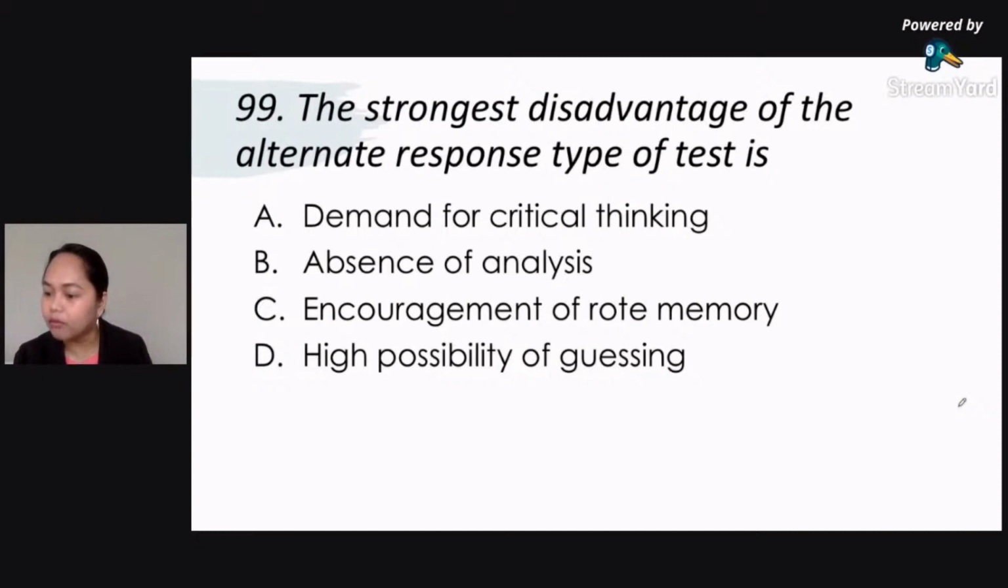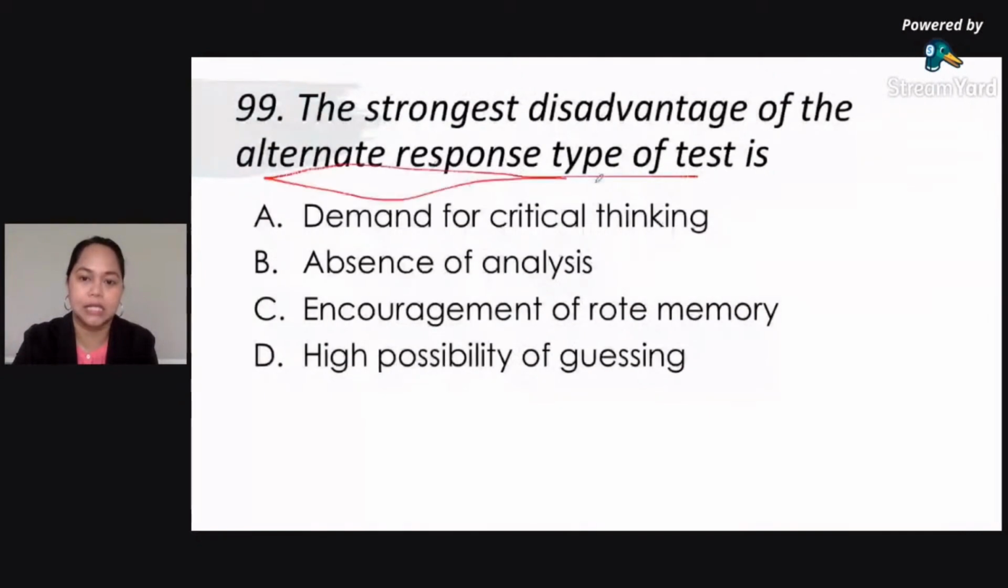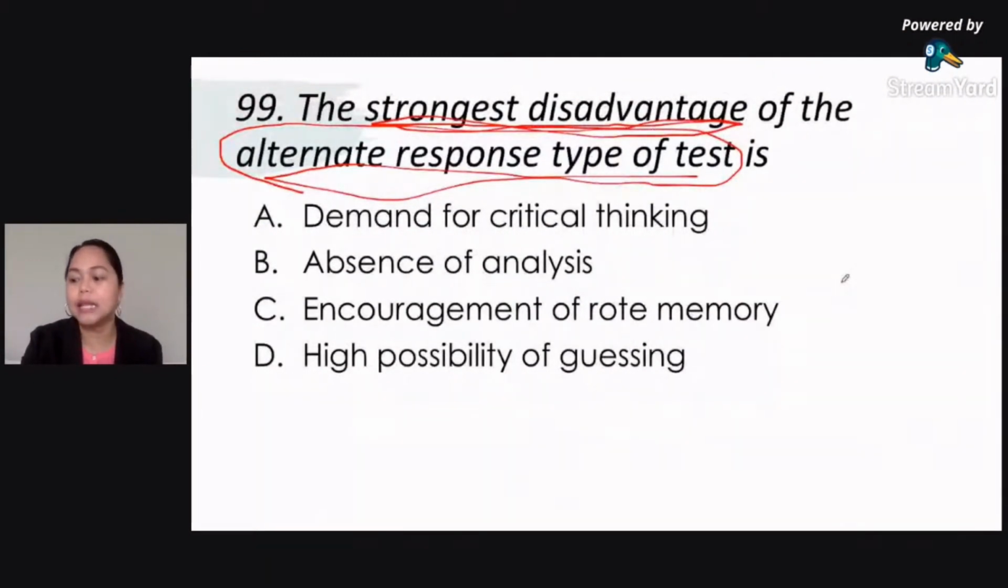Wala po tayong F. Okay, Sir Nestor, letter D is the answer. High possibility of guessing. Now, isang halimbawa po ng alternate response type of test natin is the true or false type of test. Okay, so if you're thinking of your true-false type of test, ano yung strongest disadvantage nito? Ano yung pinaka-disadvantage of the use of the true-false type of test? Your answer should be letter D. Tama po kayo, high possibility of guessing.